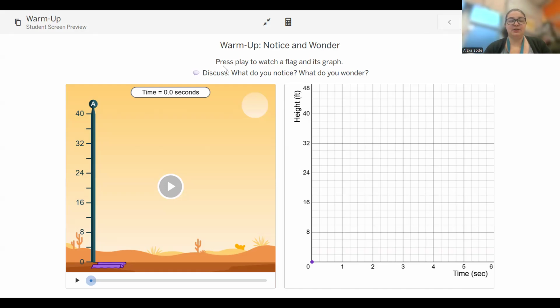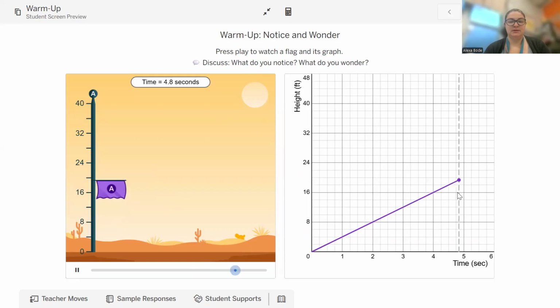Okay, so the warm up here is a notice and wonder. Press play to watch a flag and its graph. Discuss what you notice and what you wonder. So you're gonna answer this, what you notice and what you wonder on the Nearpod. So the flag is rising, the line. Think about kind of what you notice about where the flag started, where the flag ended, what you notice about the graph, things like that. What do you notice? What do you wonder? Answer that on the Nearpod.